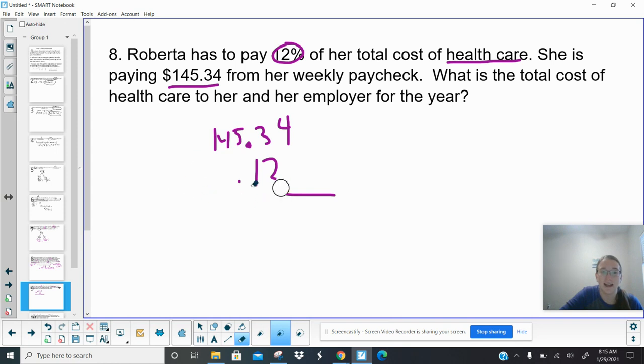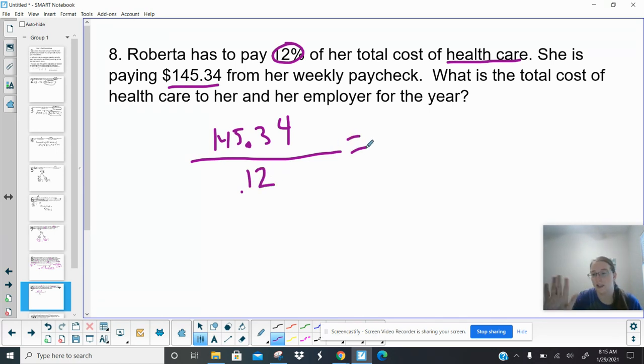Whatever your percent is, you're going to take your dollar amount and divide with it. There is a reason why. However, I don't want to explain it right now because I've already explained it several times. Healthcare question, divide. So 145.34 divided by 0.12. So this is what you get. Again, your number will be different.